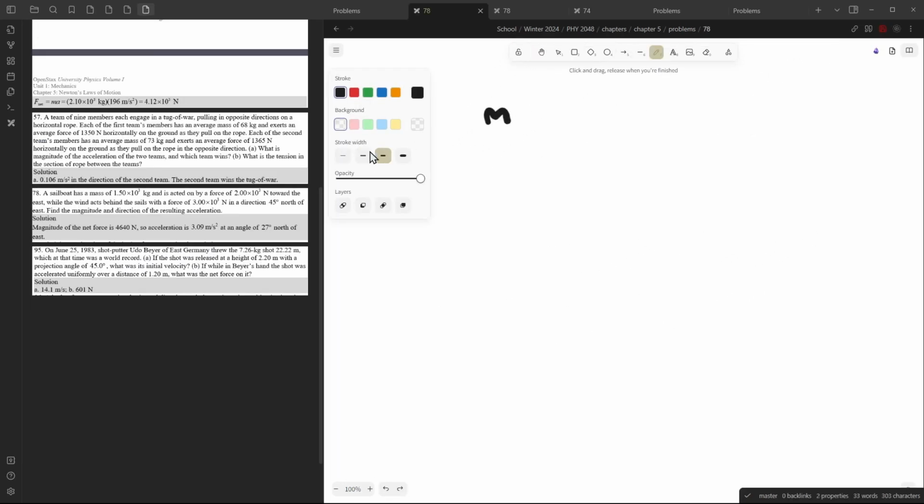A sailboat has a mass of 1.5 times 10 to the 3 kilograms and is acted on by a force of 2 times 10 to the 3 newtons towards the east, while the wind acts behind the sails with a force of 3 times 10 to the 3 newtons in the direction 45 degrees north of east. Find the magnitude and direction of the resulting acceleration. So with these kind of questions, you always want to draw a diagram.